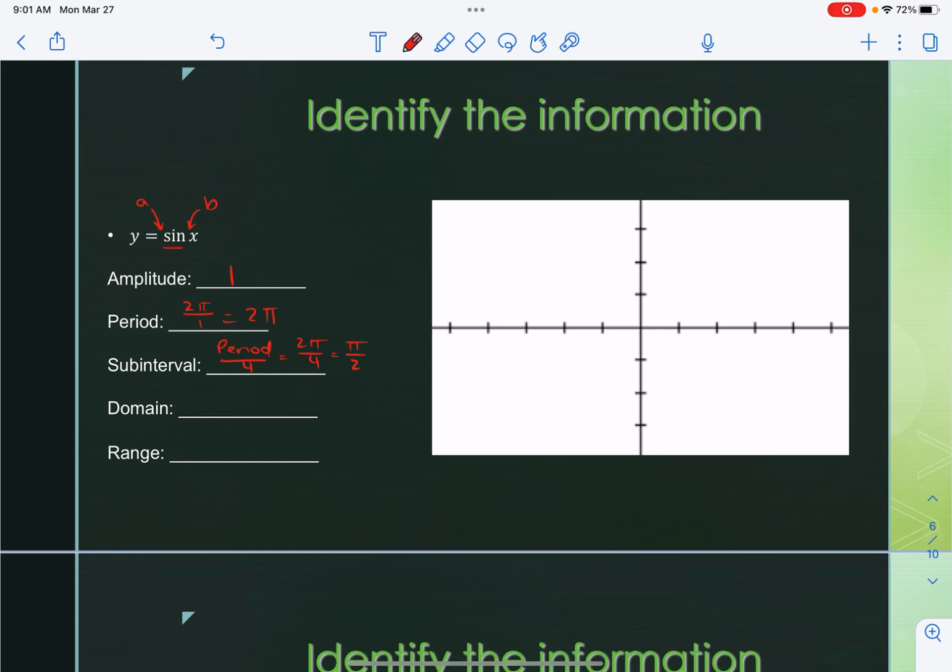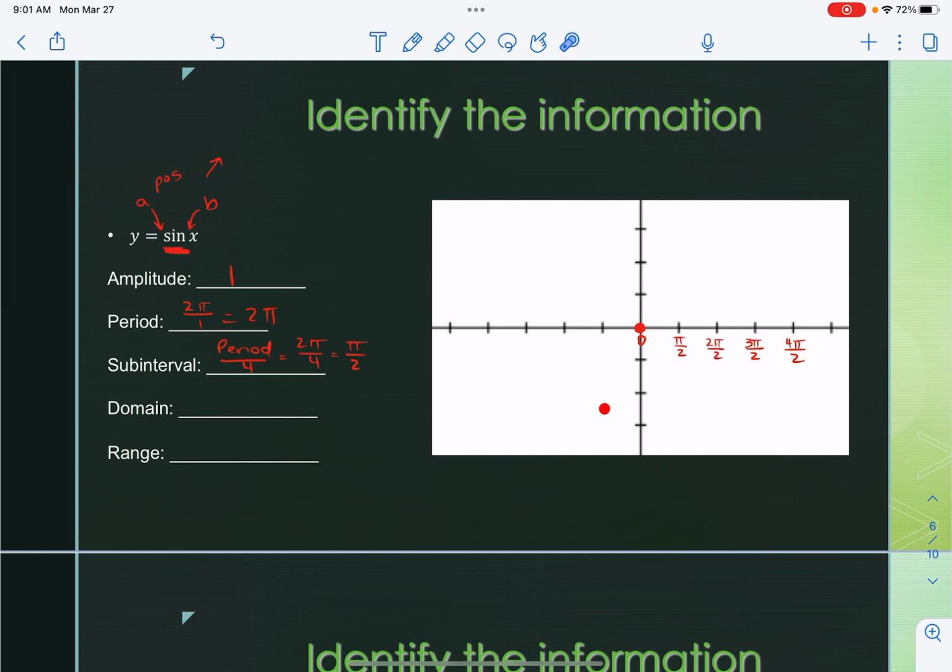Remember, because it's a sine function, it starts at 0, 0. Because a is positive, we're going to go up on the graph. So we are going to start at 0. Remember that our width is pi over 2, so our next tick mark is going to be at pi over 2. We're going to add another pi over 2, which is 2 pi over 2. Add another pi over 2 is 3 pi over 2. And add another one, which is 4 pi over 2. Notice that we have 1, 2, 3, 4, 5 tick marks.